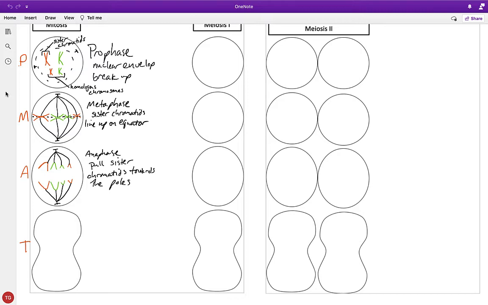Now, our final stage of this is referred to as telophase. This is going to, of course, be the end of this process, and you can see that it looks like we're almost getting two cells. They just haven't completely split apart yet. So if we take a look at what we would need to do, we obviously need to finish pulling those sister chromatids towards that pole.